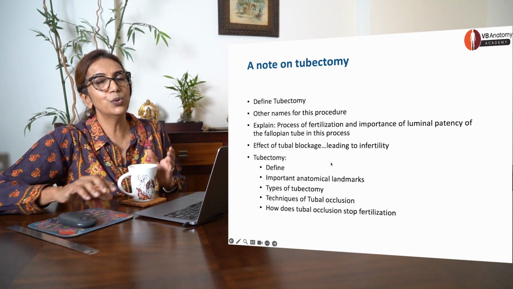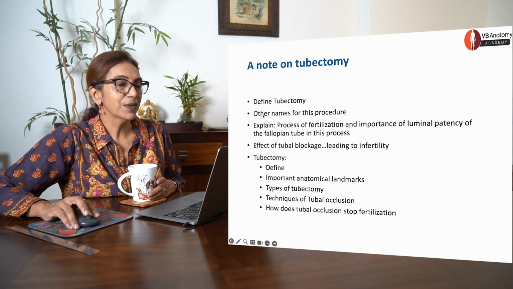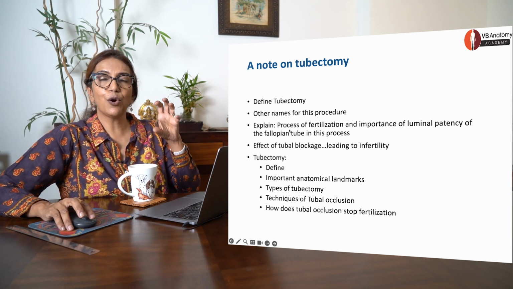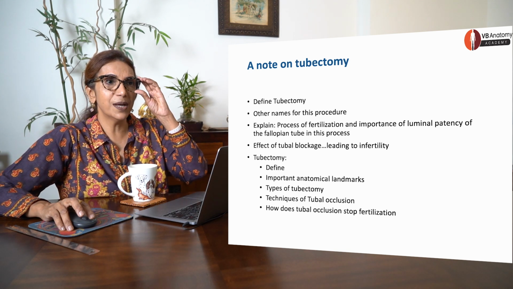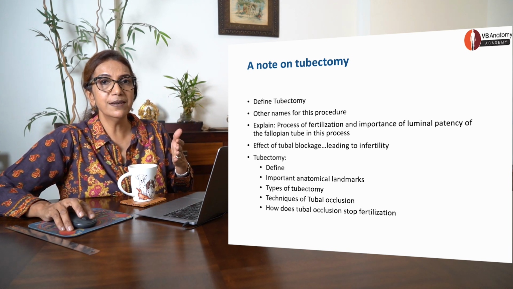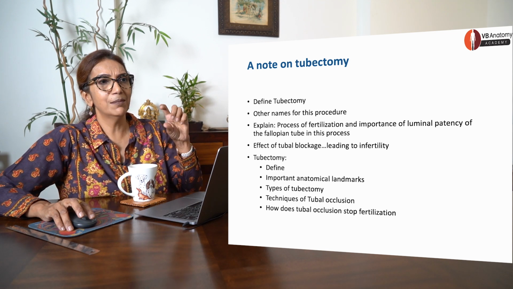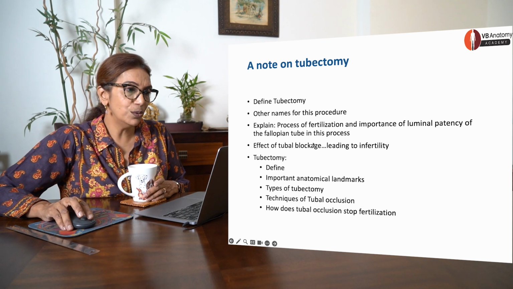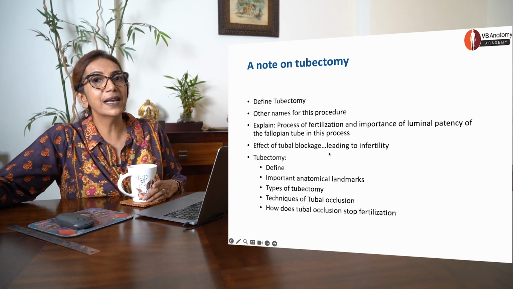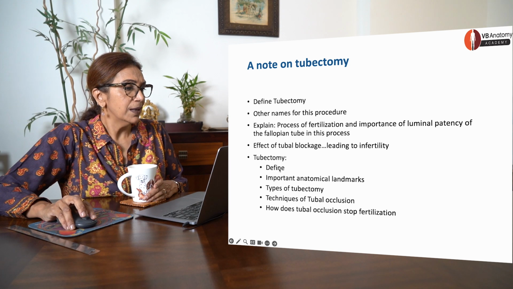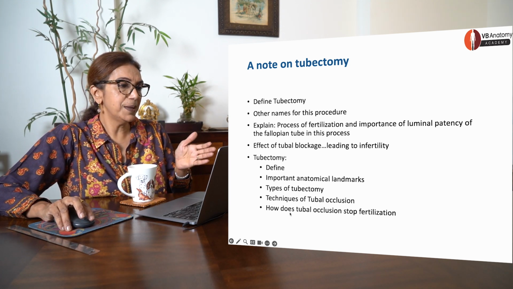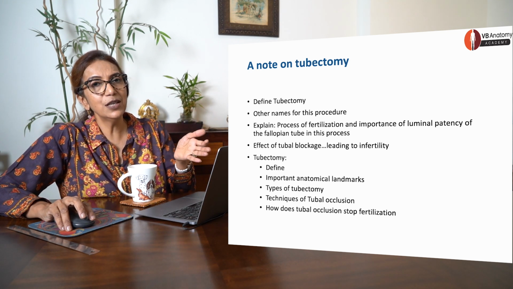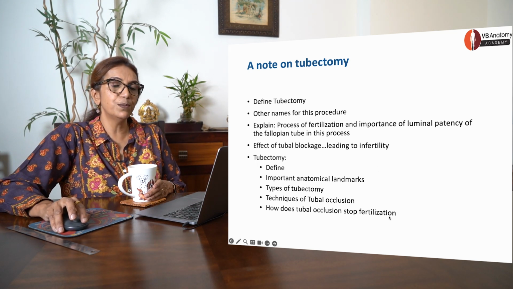So now how will you write a note on tubectomy? You define it. You give another name for it, which is tubal ligation. Then you explain the basic process of fertilization. So explain how fertilization occurs and how the luminal continuity, basic physics of it is so relevant. Then you begin to talk about how the blockage occurs, okay, and it can lead to infertility. For the procedure itself, define tubectomy, define the anatomical landmarks, what are the types of tubectomy, what are the techniques of tubal occlusion, and finally, how does tubal occlusion stop fertilization?